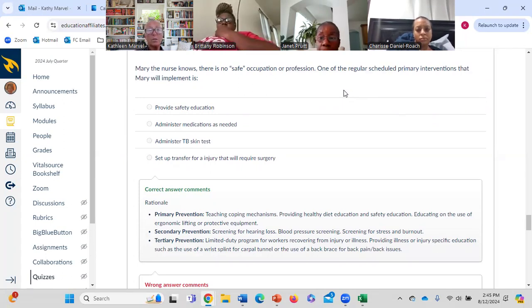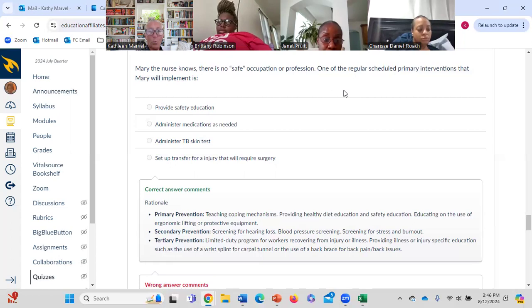In the rationale, I just gave you examples of all three interventions with regards to occupational health. I took this right from your book. What is B? Tertiary. What's C? Screening, secondary. Okay. What's D? Tertiary. Does everybody understand why those are either primary, secondary, or tertiary? Yes, ma'am.